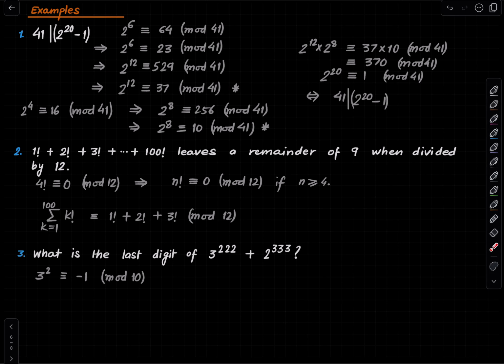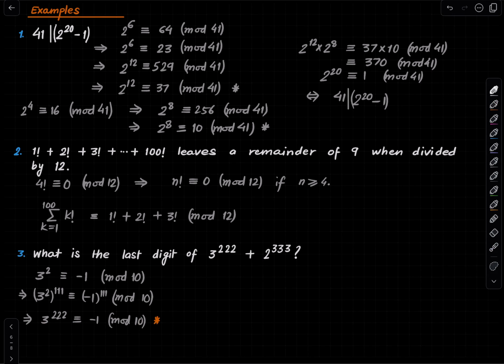Right, because 9 minus 1 is 10. So this congruence holds. And therefore, we exponentiate both sides to 111. The left side is 3 to the power 222, which is congruent to minus 1 mod 10. Why minus 1? Because this number is minus 1. We write this as star, put a star here.